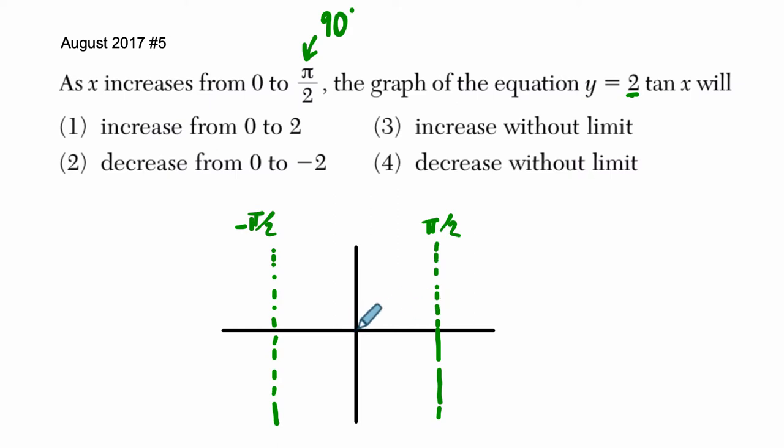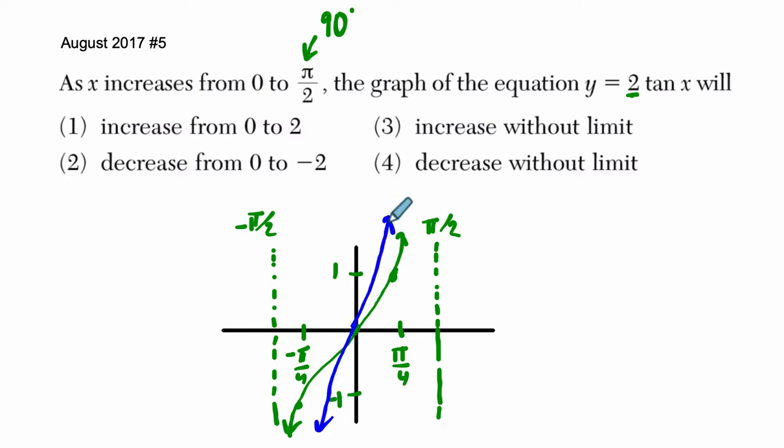For the parent tangent function, you put those two lines there, put 0 in the middle, and then at pi over 4, tangent has a height of 1, we'll go over that, and then at negative pi over 4, it has a height of negative 1 down here. So then it looks like this shape, right? If you multiply it by 2, you just take that shape and stretch it vertically, something like this. So it's still going to have the same kind of behavior.